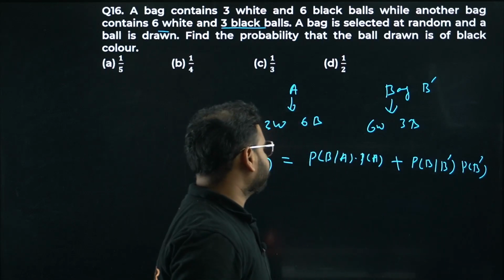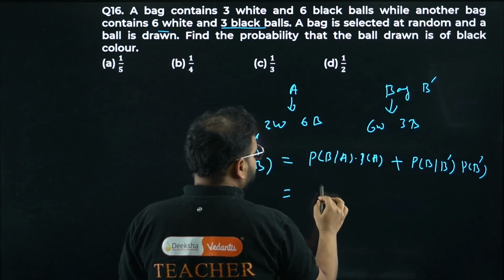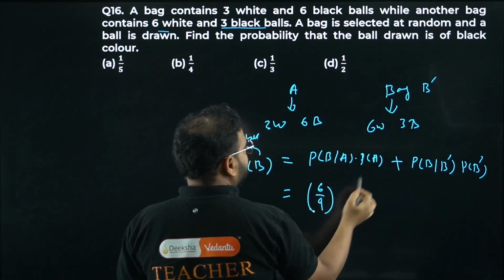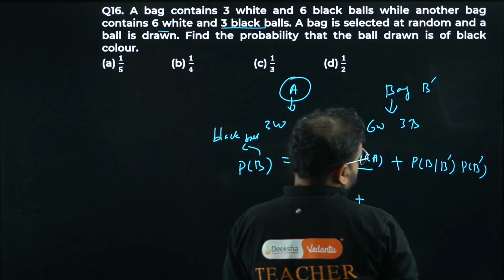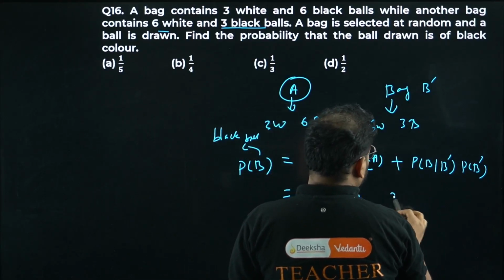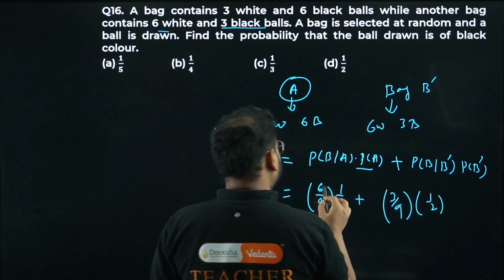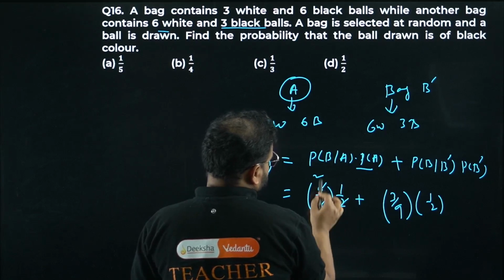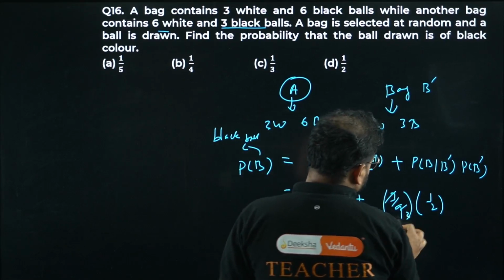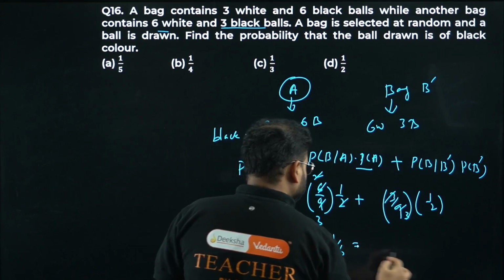So black ball from the bag A will be 6 by 9. And P(A), how much? Choosing one bag will be 1 by 2 only, no? Plus, black ball from bag B will be 3 by 9. Choosing the bag will remain the same, 1 by 2. Please check. 3 2s are 6, 3 3s are 9, and 2 and 2 cancel. I get here 1 by 3 plus 1 by 6.